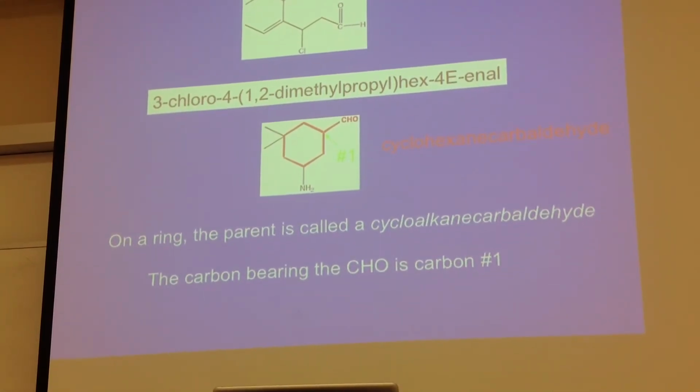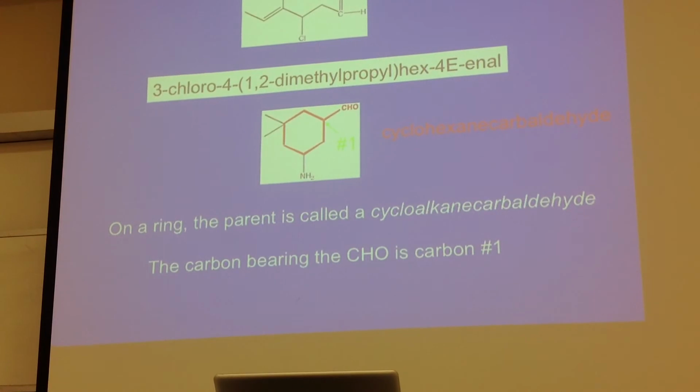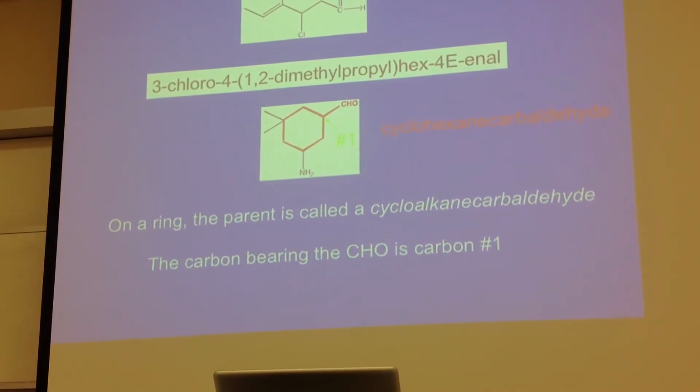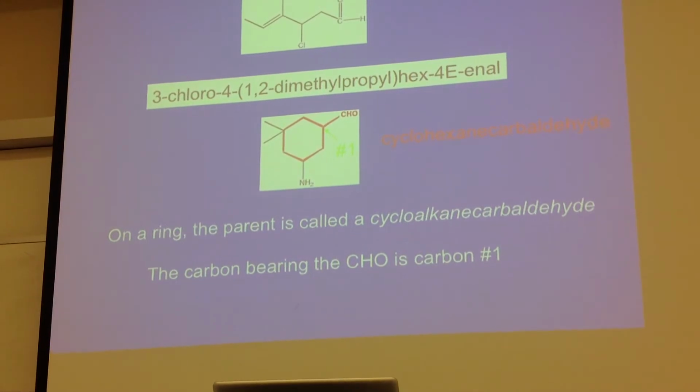Yeah? That only applies if the aldehyde is directly on the ring. If it's directly on the ring, right. Has to be directly on the cycloalkane. What if it was like there were 2 or 3 carbons between? Okay, Ryan's asking, what if it was separated from the ring by 2 or 3 carbons?